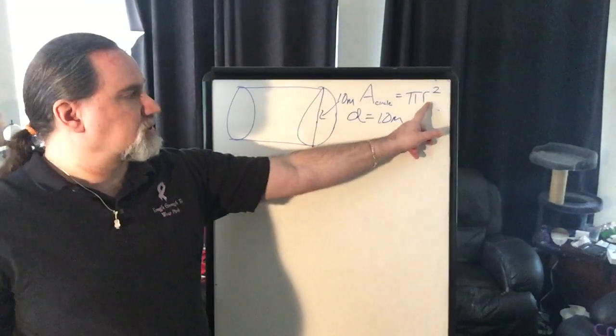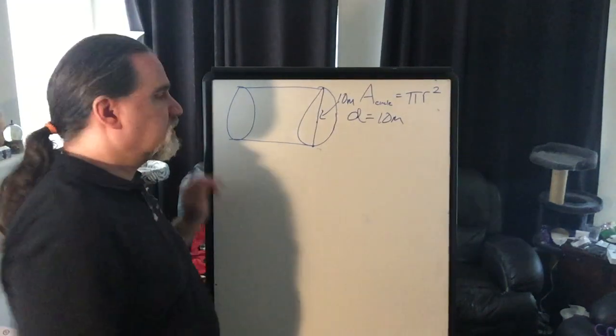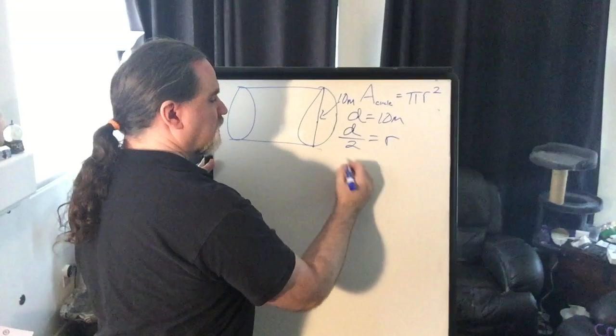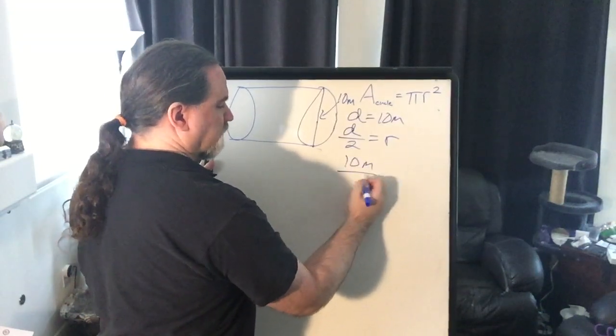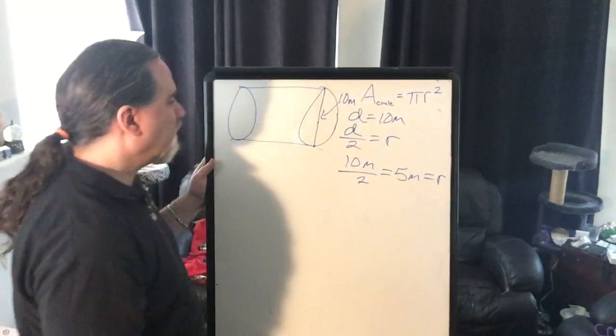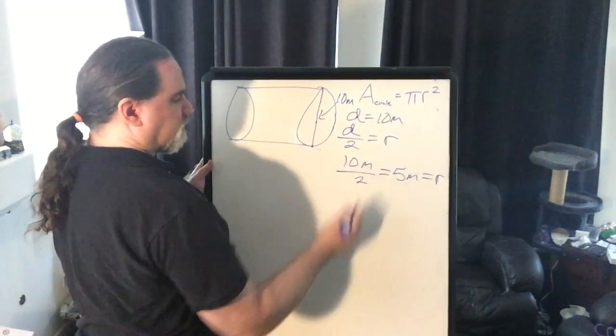Well, I need the radius. So the radius is the diameter divided by 2. So 10 meters divided by 2 is going to be 5 meters, and that's going to be my radius. And now I'm ready to plug that in for this.